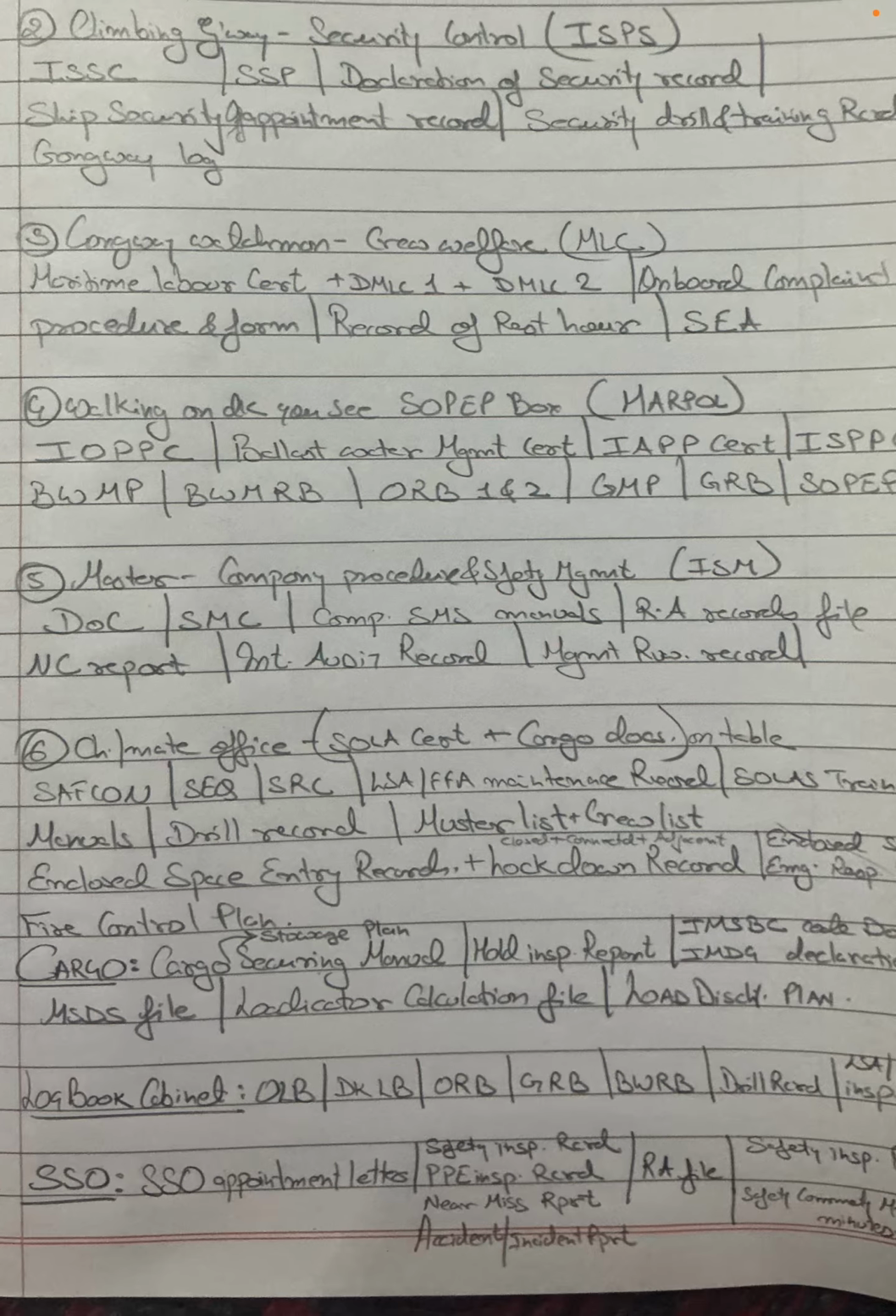You do the checks. What happens on the weekend? Saturday, Sunday, drills. So drill record book. For the drill, what do you do? You go and check your duties from the muster list. So muster list together with that crew list.